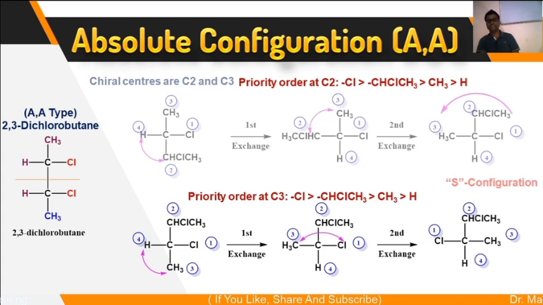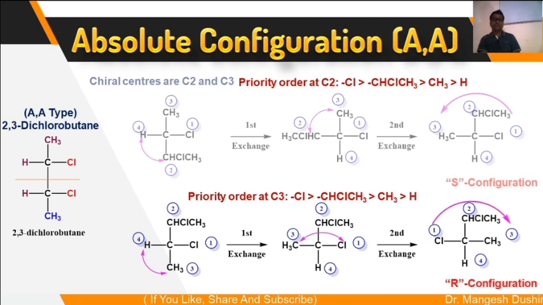Now the fourth priority group is at the bottom. So see whether 1, 2 and 3 are clockwise or anti-clockwise. That is clockwise. So the configuration of C3 is R. Now we will compare these compounds.